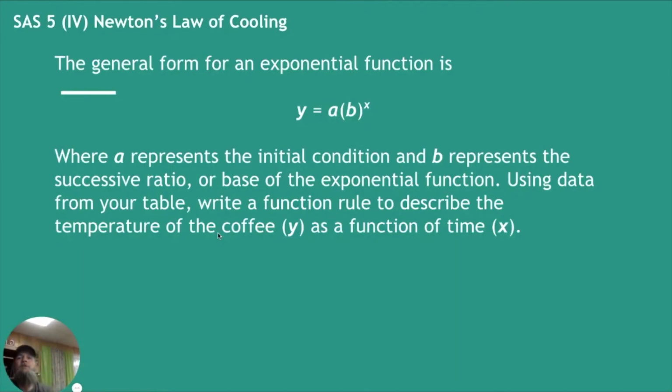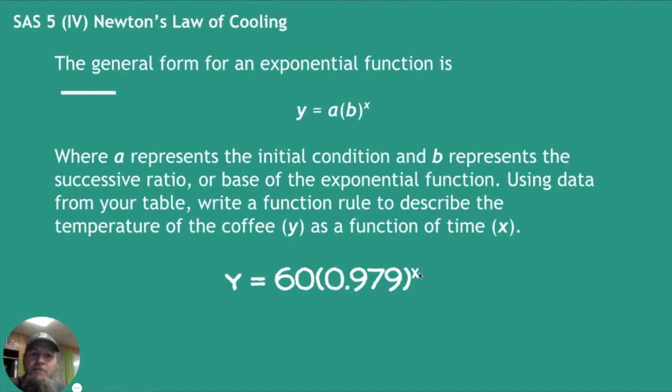Okay, the general rule for the exponential function is y equals a times b raised to the x power. A represents the initial condition, B represents the successive ratio or base of the exponential function. Using data from the table, let's write a function rule that describes the temperature of the coffee Y as a function of time X. Y equals 60 times 0.979 raised to the X power. 60 is the initial value of the temperature. 0.979 is the successive ratio.